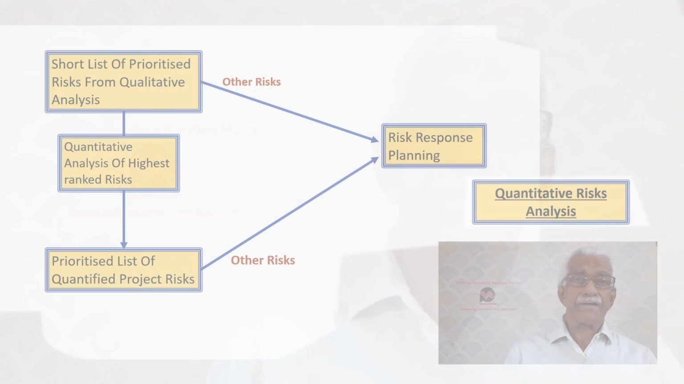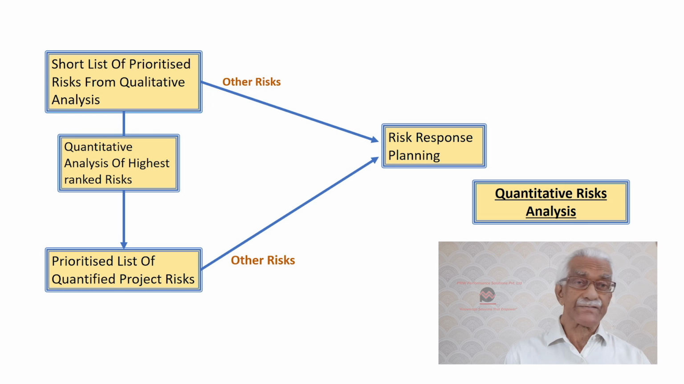We now look at the next process in risk management, which is quantitative risk analysis. In the last process, which is qualitative risk analysis, we came out with a short list of prioritized risks. This was the output of that process. In that, highly ranked risks may require quantitative analysis. Now, what is quantitative analysis? Quantitative analysis is about numbers.